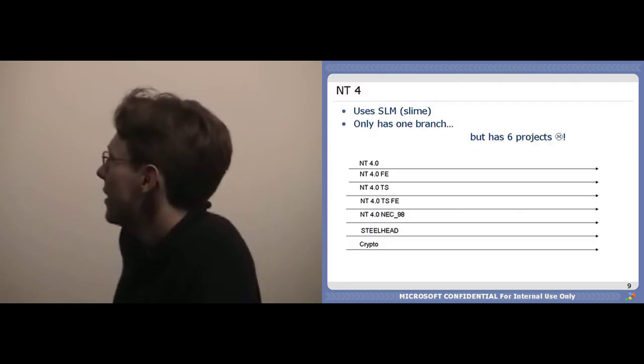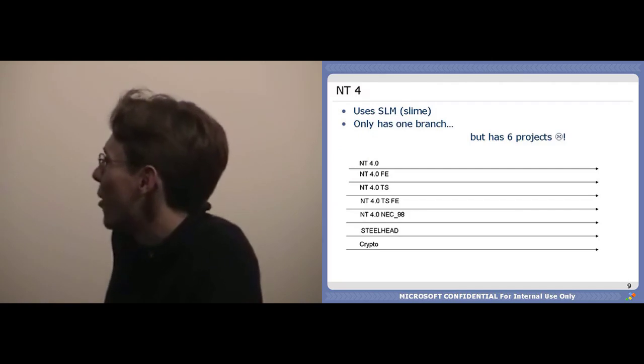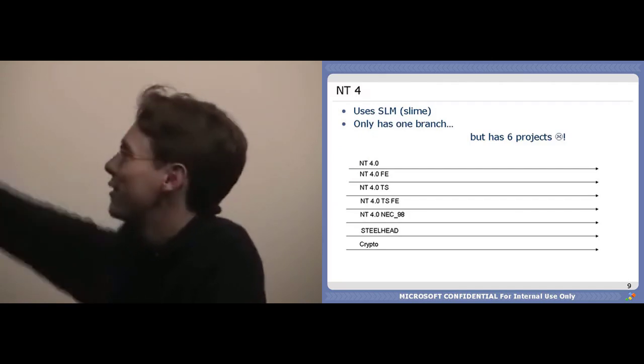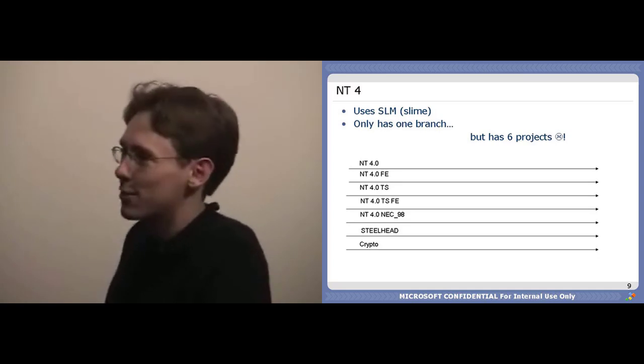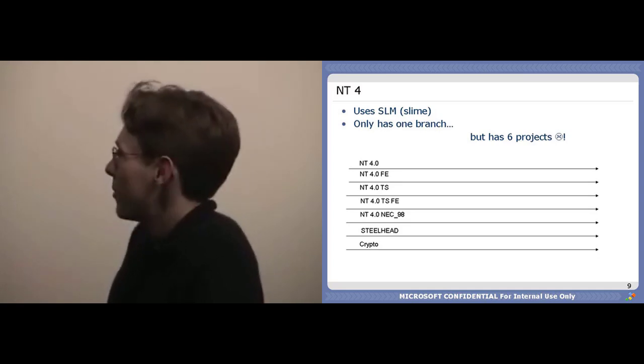Now, NT4 is really nice. It's kind of like Windows 2000 in so much as it only has one branch. But, yeah, we've got 6 projects for this one. So what we did was we made NT4. And then we said, well, hey, we've got to do it for the Far East customers, right? Because we want all those languages. Because, why wouldn't we do that?